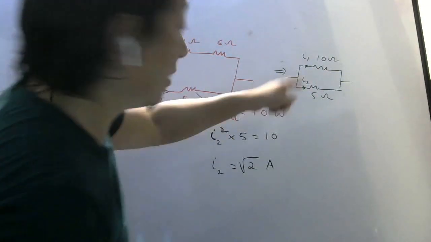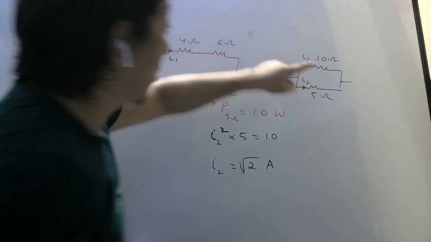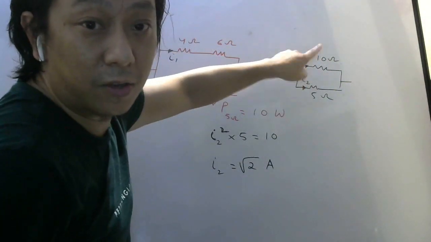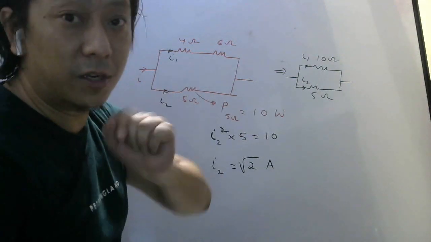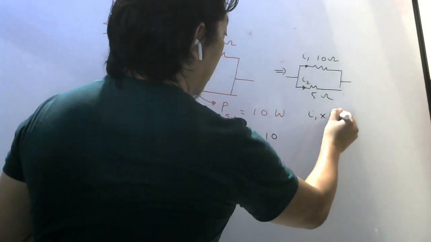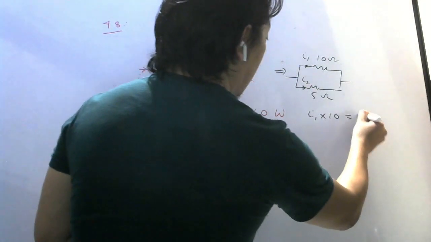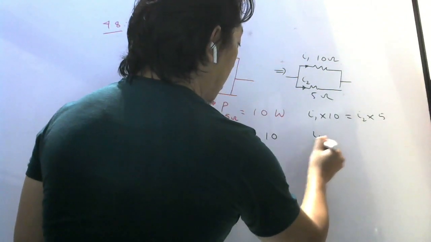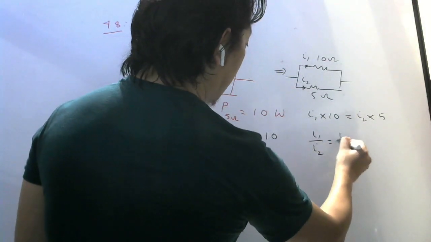Now see here, we have done this kind of problem. These two are in parallel. So if it is in parallel, what will be the same? Voltage will be the same. So what is the voltage here? I1 into R, R is 10. What is the voltage here? I2 into R. What is R? 5. So from here, I1 by I2 will be 5 by 10, 1 by 2.